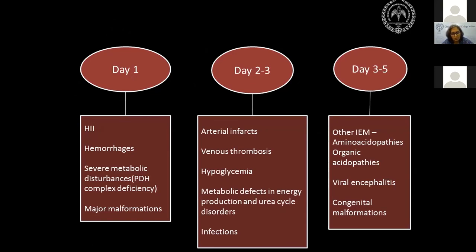On day 2 to 3, we need to consider various vascular causes like arterial infarcts, venous thrombosis, hypoglycemia, metabolic defects in energy production, urea cycle disorders, and infection. Day 3 to 5, other inborn errors of metabolism, viral encephalitis, congenital malformations. So this is just a broad guideline. It may not always be true, but these are some things that we need to remember.